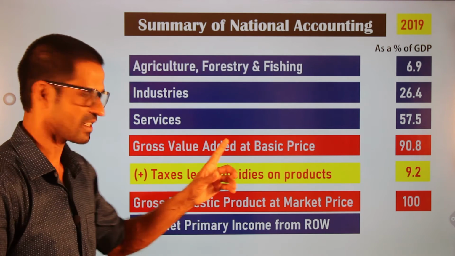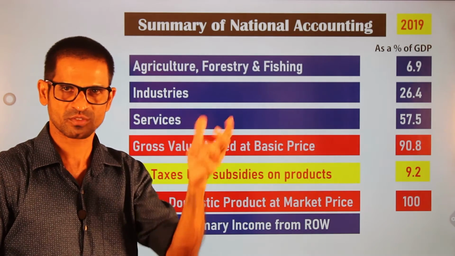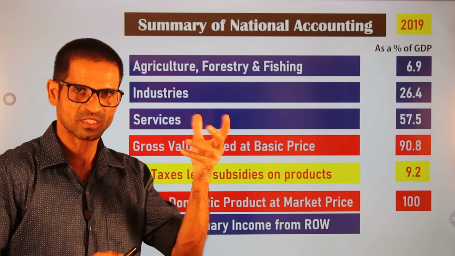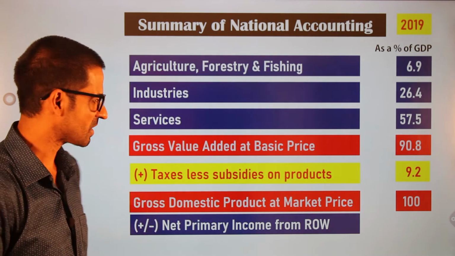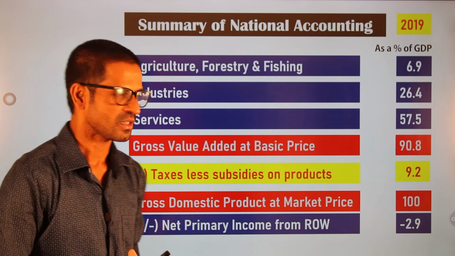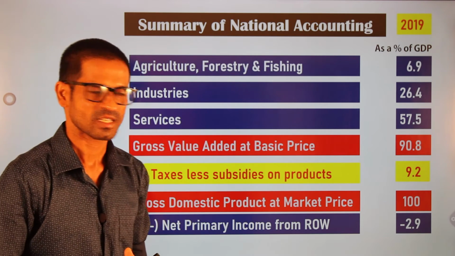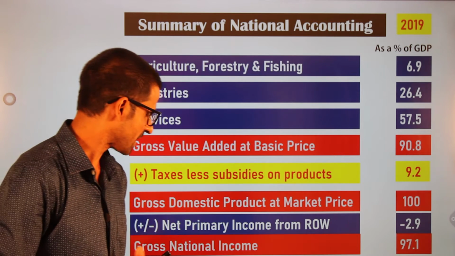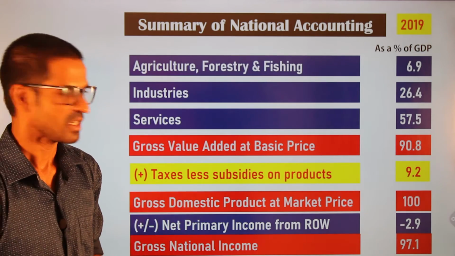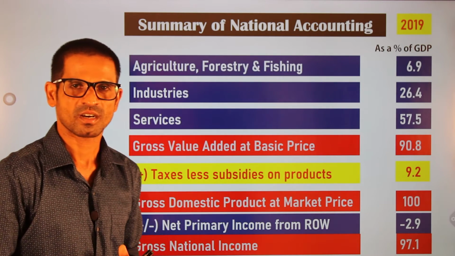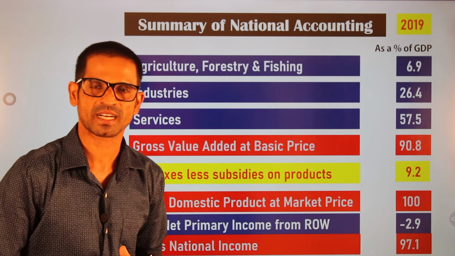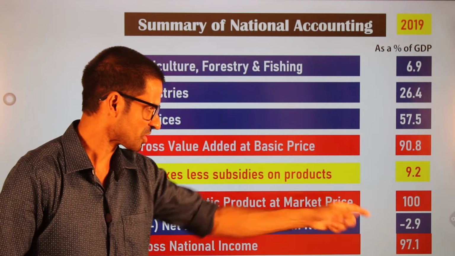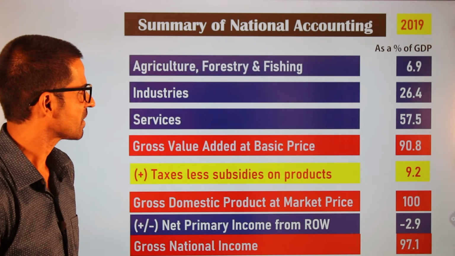If the primary income from rest of the world is greater, it is a plus figure. If the primary income to rest of the world is greater, it is a minus figure. In Sri Lanka, it's a minus figure, minus 2.9. So that has to be deducted. Then you get gross national income. You can see gross national income of the country is lower than the gross domestic product. Gross domestic product is 100. As a percentage of gross domestic product, it is 97.1.